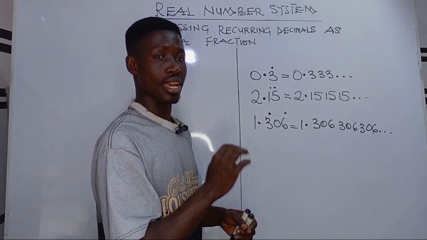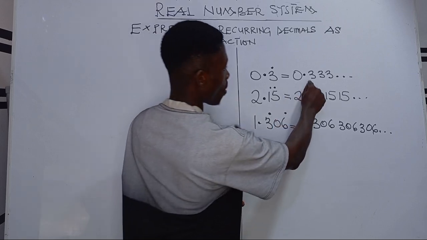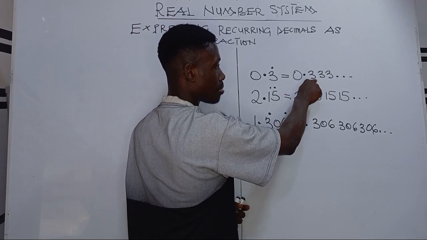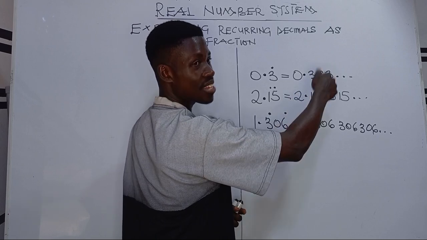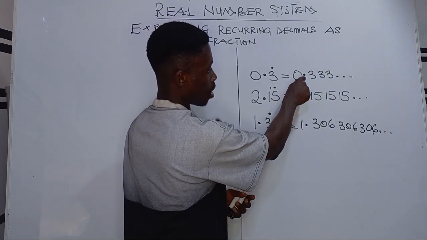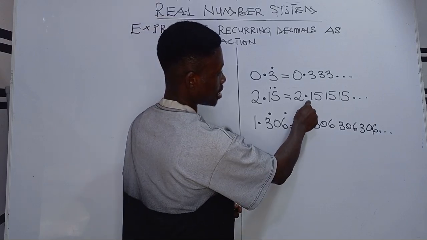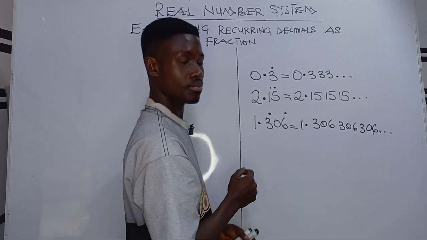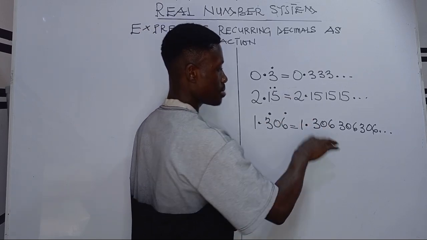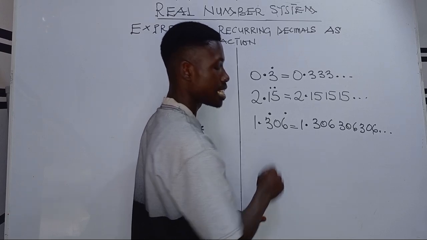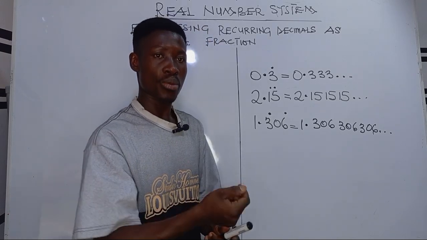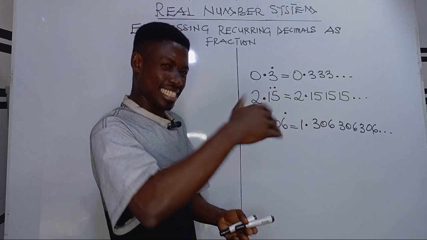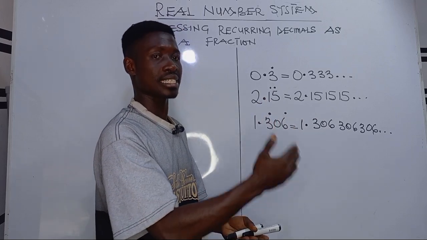We realized that all the examples that we solved, all those recurring or repeating decimals were right behind the decimal point. So you can see that 3 repeats infinitely and it is just behind the decimal point. We can also see that the number 15 repeats infinitely and it is just behind the decimal point. Similarly, the number 306 repeats infinitely and it is just behind the decimal point. Now we are going to look at a situation where the number that repeats infinitely is not just behind the decimal point, but behind a certain number.